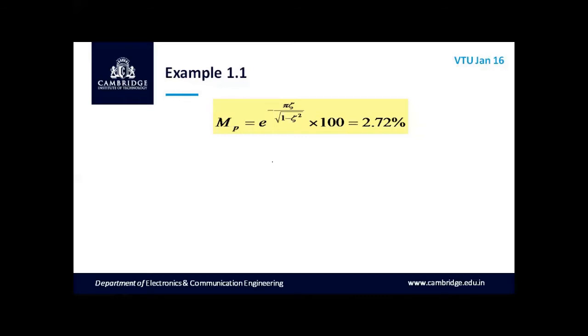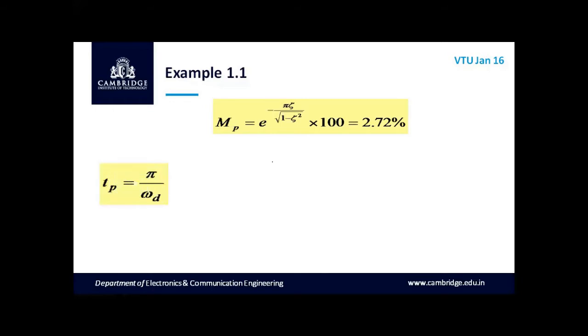Then we are supposed to calculate the maximum peak overshoot. Now you have obtained the value of zeta and omega n, so finding the time domain specification is very straightforward. We can substitute directly in the formula, in which Mp is given by e to the power minus pi zeta divided by square root of 1 minus zeta square, into 100. Once after substituting, Mp is equal to 2.72%.